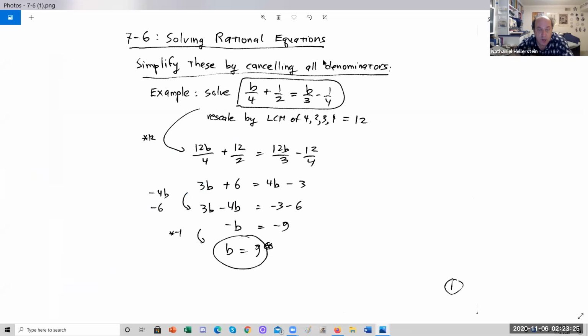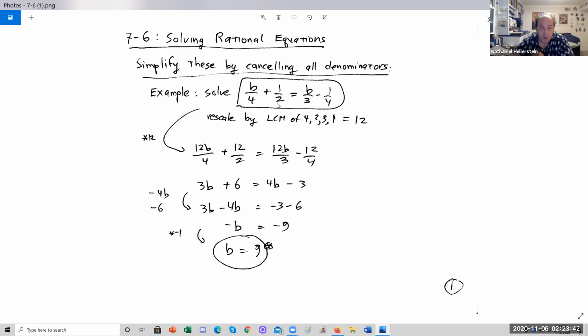Solve rational equations, these are equations where there's divisions and denominators. And the easiest first step is to simplify these by canceling all denominators. So in other words, we'll have to multiply throughout by the lowest common denominator.